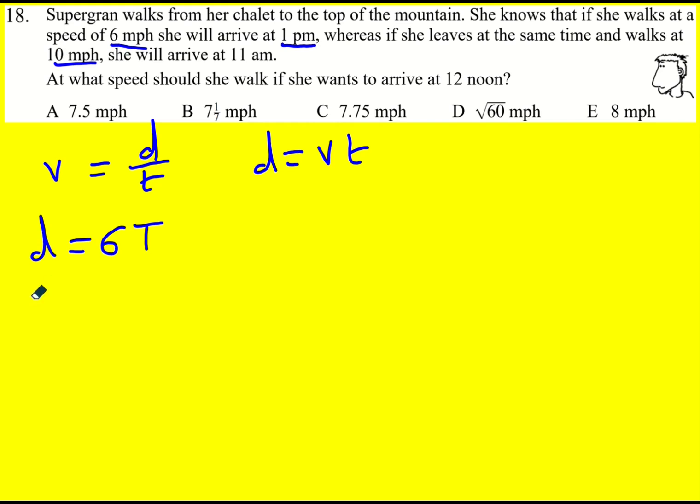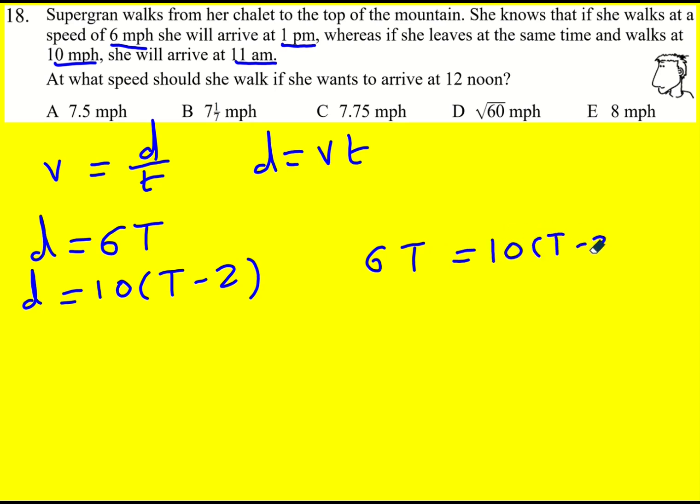Then if she walks at 10 miles an hour, she walks the same distance, but then arrives at 11 a.m. So actually that is 2 hours prior, which means it'll be t minus 2. Remember, t was the time taken when walking at 6 miles an hour, so it's going to be t minus 2 here. And then we can combine these to create an equation. 6t is equal to 10 times (t minus 2). Expand the bracket, 10t minus 20. Rearrange this, it's going to give 4t equals 20, t equals 5.